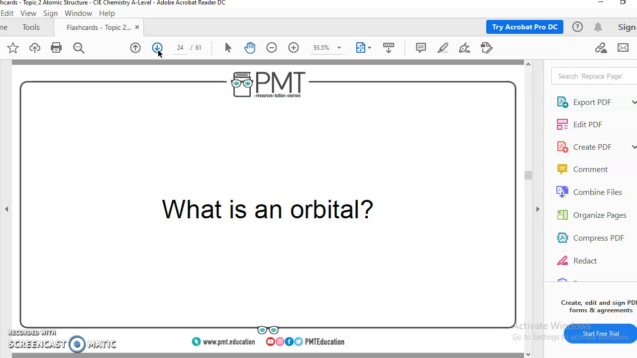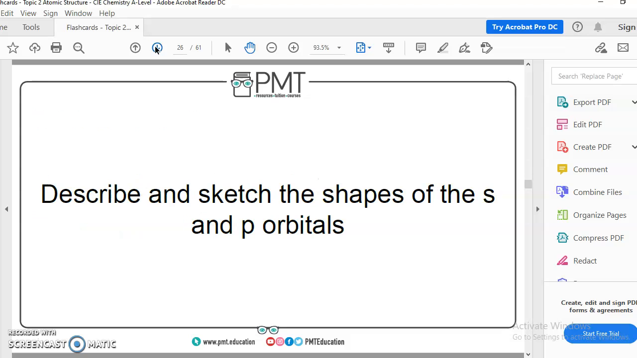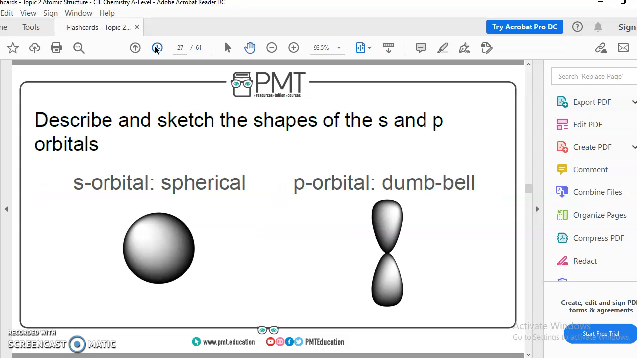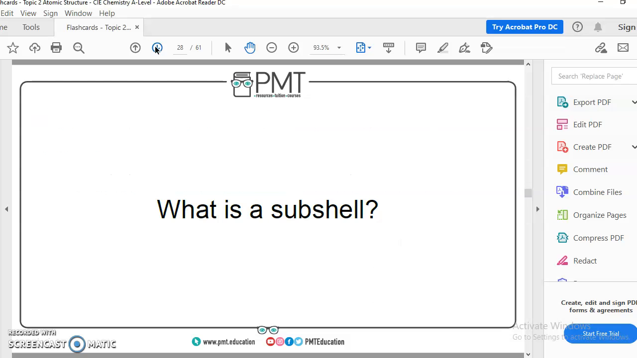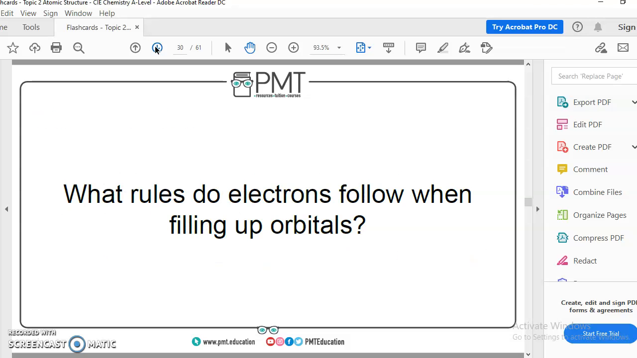So let's talk about the orbitals. An orbital is the region where electrons can be, and they are with opposite spin. There are in total 4 types of orbitals: s, p, d and f. Let's describe the shapes of the s and p orbitals. S orbitals are spherical and p orbitals are dumbbell shaped. A subshell means that when the electron shells are further divided into different orbitals, they are the s, p, d and f orbitals.